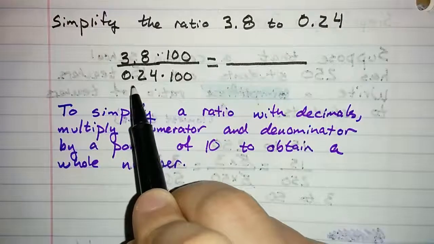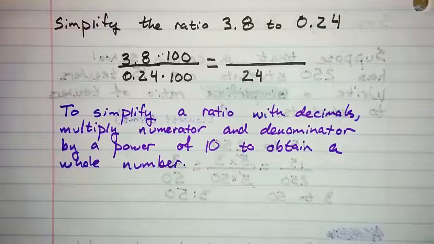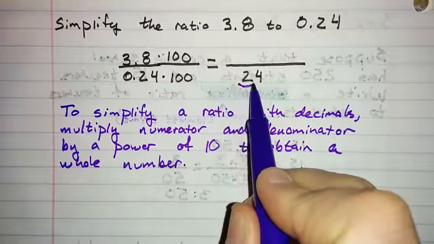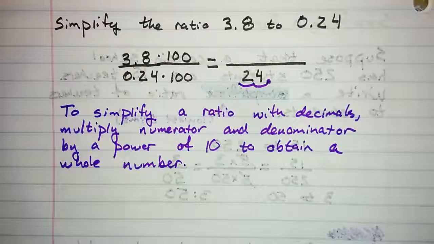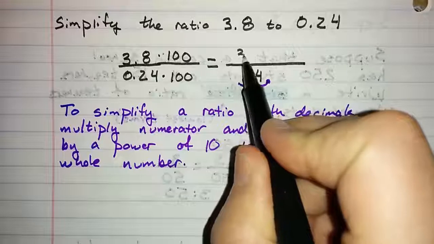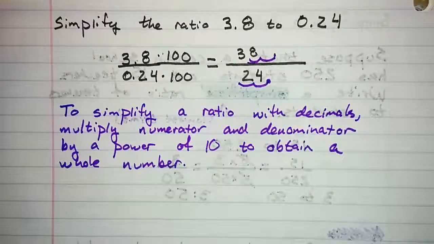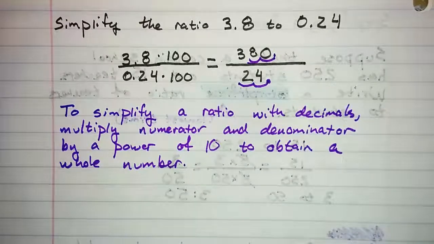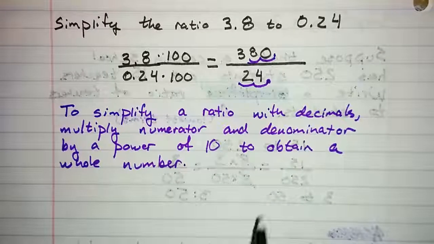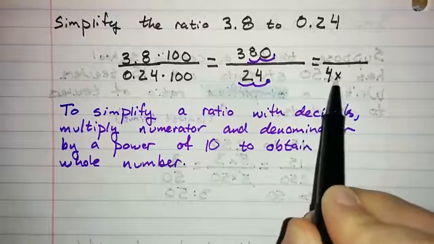And I can think of multiplying by 100 as moving the decimal point. Decimal point in the denominator moves 1, 2 places to the right, so I've got just 24. In the numerator, 1, 2 places to the right, so in the numerator I need a 0 placeholder. It looks like in this example I can continue to simplify, because I think that 4 goes into both of these numbers. 24 is 4 times 6.